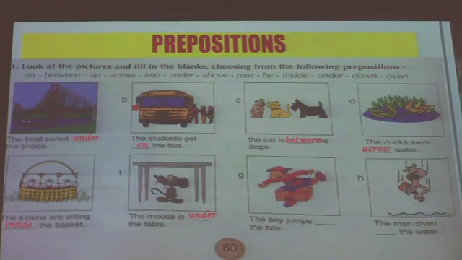Now, try to have a look at G, the boy. Do we have a box? Maybe the boy is running, okay. And the box is a kind of barrier, so he is jumping over the box. The last one, H, the man, okay, dive to go deep in the water, okay? So the man dived into the water, so he went deep in the water, he dived into the water.